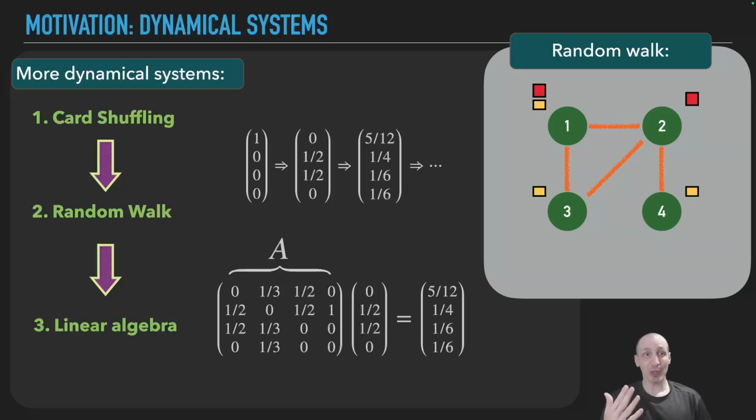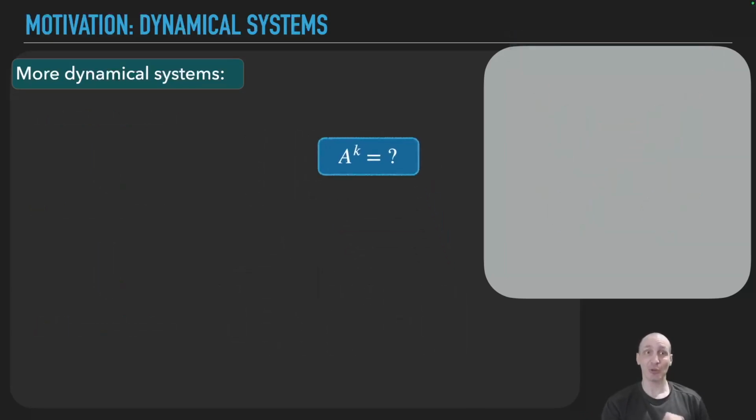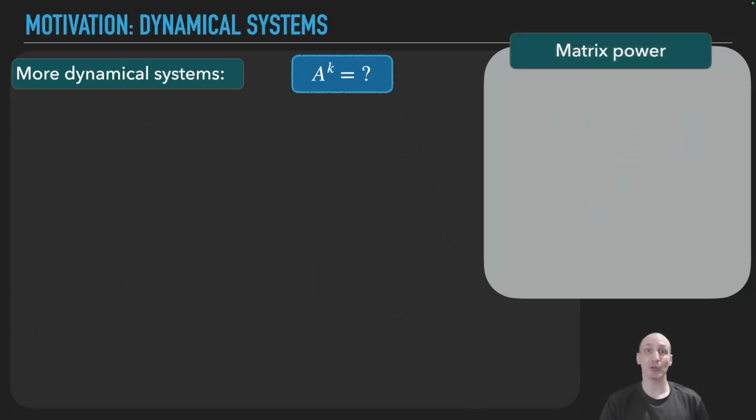So now, if you want to apply the random walk again and again and again, then basically the question that you want to ask is, what is A to the power of k? So you started with a random walk, and you ended with a very, very basic question about linear algebra. Okay, so let's try to actually understand what is A to the power of k.